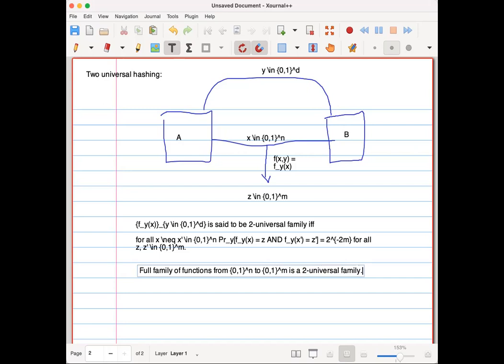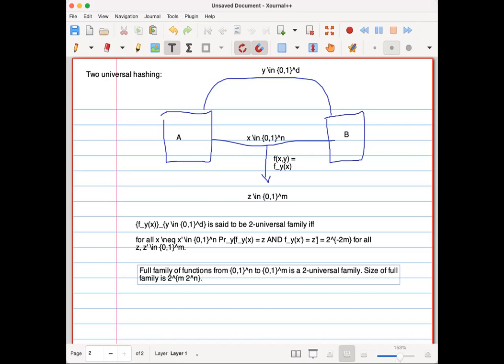But what is the size of the full family? That's huge. The size of the full family is 2 to the power m times 2 to the n. So it's actually doubly exponential in n. That is the size of the full family.